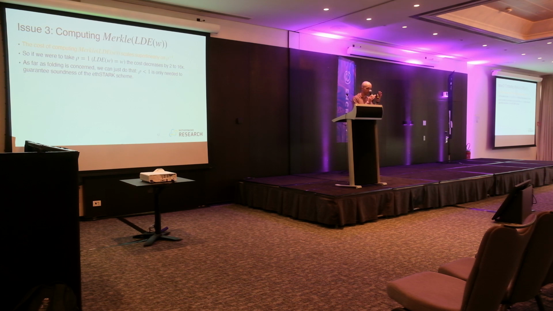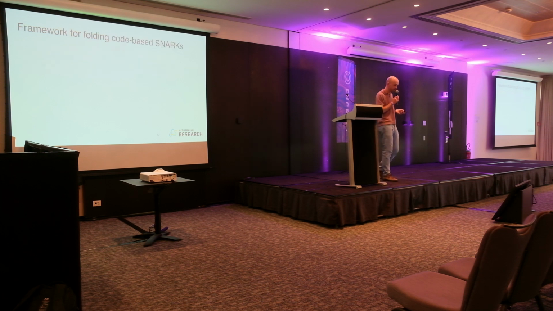And if we are only concerned about folding, then this means we don't need to do the low-degree extension. We can just commit to the W. And if we just commit to the W, imagine Merkle trees are homomorphic. Just by committing to W, we speed up the cost of this computation by at least 2, but it could be an order of magnitude.